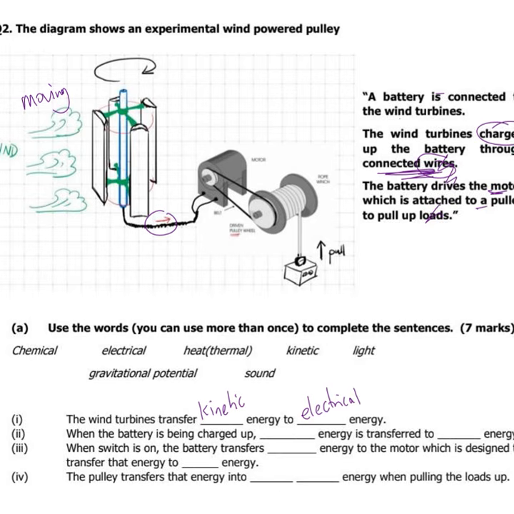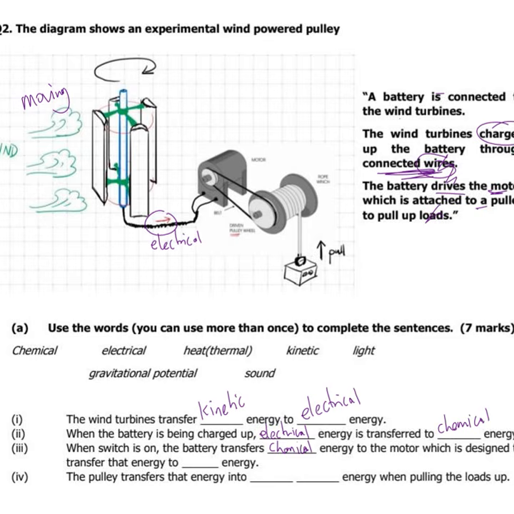Now, once it is charged up, the battery drives the motor. So what happens is once it's being charged up, the electrical energy is converted to chemical energy. While the battery is charged up, the electrical energy is transferred to chemical energy, because chemical energy is stored in the battery. Now, when the battery is switched on, it transfers the chemical energy in the battery to the motor.